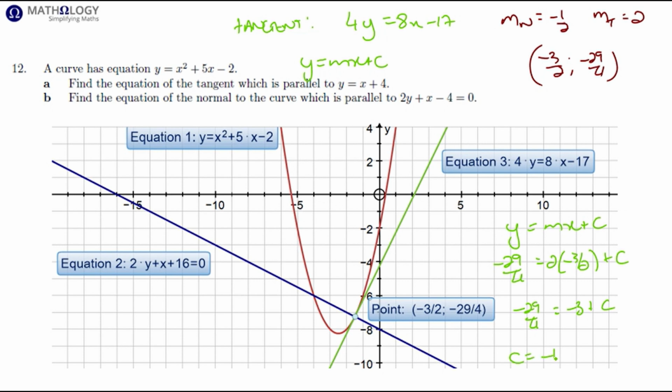So c equals minus 17 over 4. So y equals 2x minus 17 over 4, which is better written as 4y equals 8x minus 17.